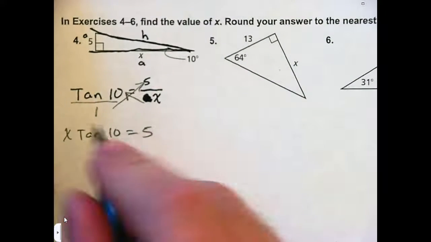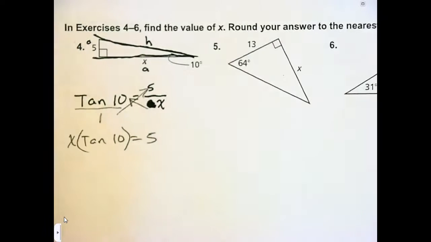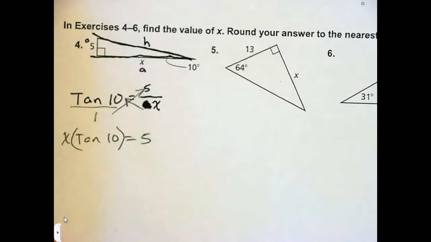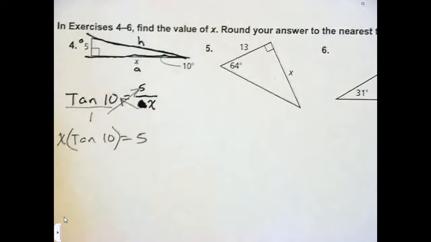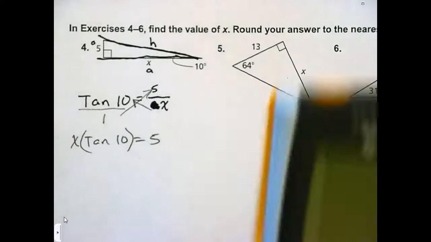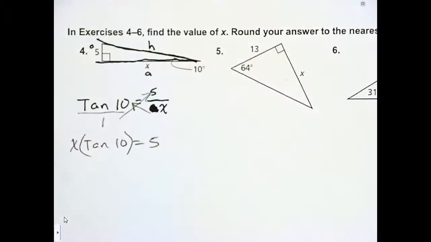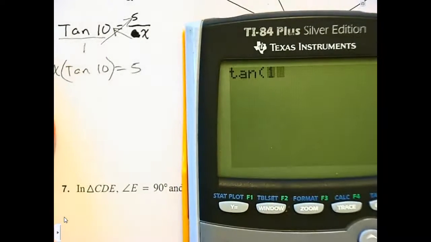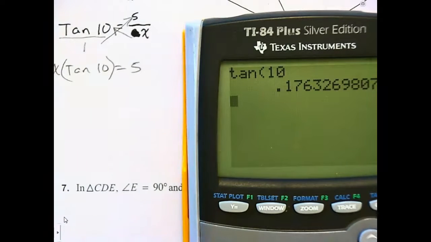Now let's be clear that tangent of 10 represents a numeric value. Everyone figure out what tangent of 10 is. Take your calculator, figure it out. Some of you are going to get different values. On your calculator, you should push the tangent button. Find the one that says tan, then 10, and enter.